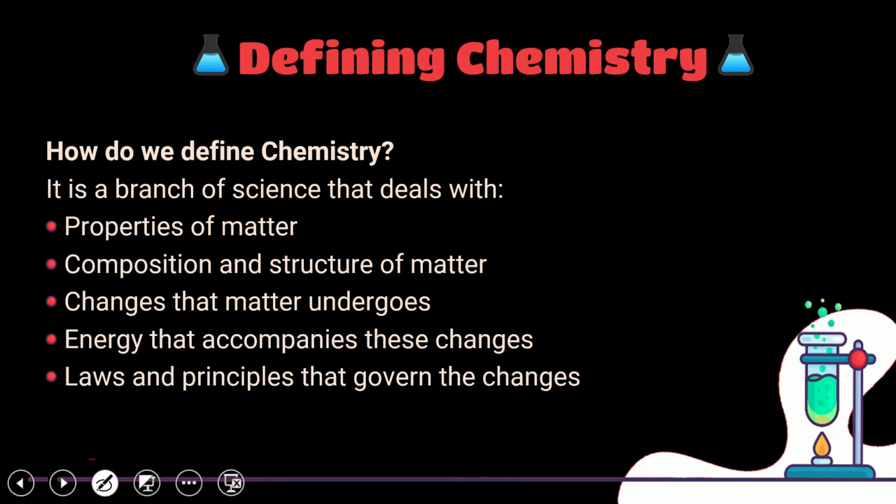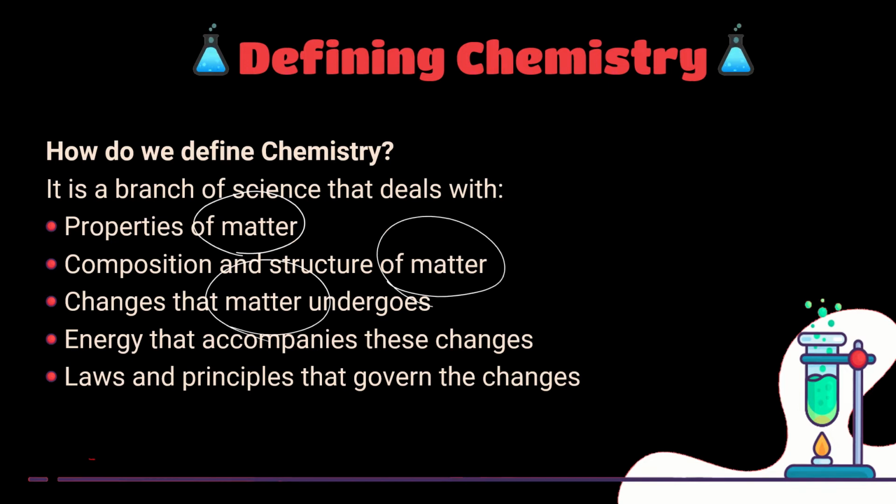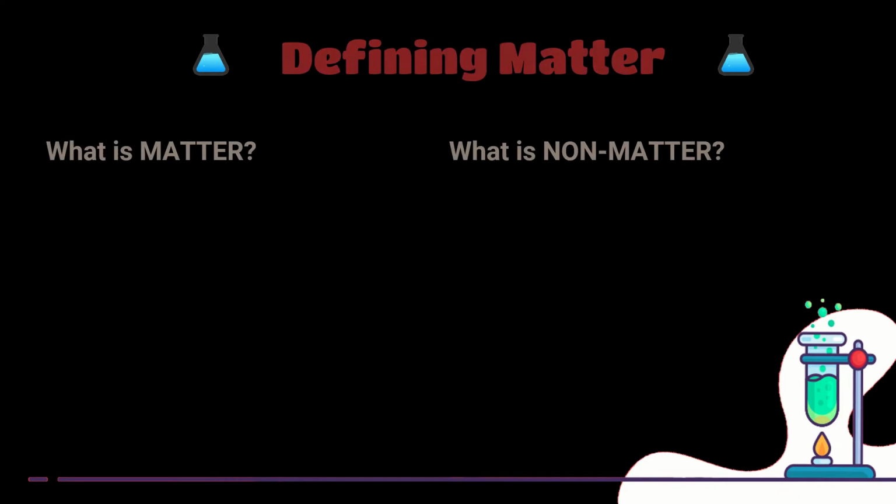Napapansin ninyo, ano yung word na nauulit-ulit dito? It is matter. Paulit-ulit binanggit yung word na matter. So, these changes, ano ang nag-change? Yung matter. The changes, ano yung nag-change ulit? Yung matter. So, how do we define matter? At bakit meron tayong definition ng matter? So, does that mean na merong non-matter or hindi siya matter?